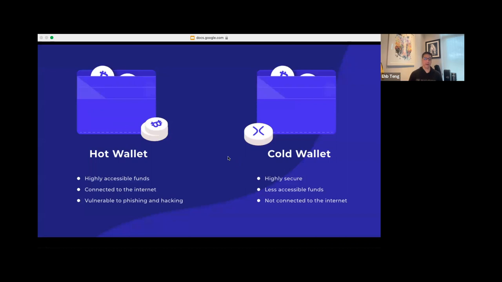So there are hot wallets, which are basically apps on your phones. Hot wallets are great because you can kind of trade on the fly. You just pop open the app, do your thing, and it's always connected to the internet, and you have really high accessibility to your funds. Now, they are vulnerable to phishing and hacking.